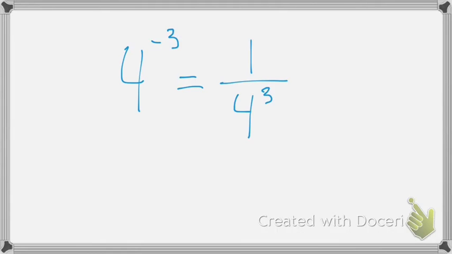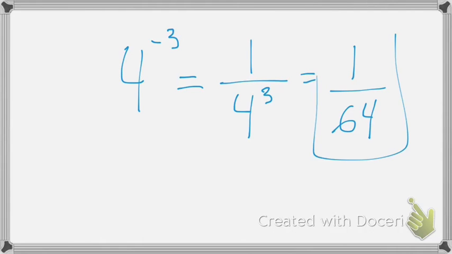So now we would just have to go on our calculator probably, unless you could do it in your head. 4 times 4 times 4. There's 3 of them. And so that, I believe, would be 64. And because it's a negative, remember, the 64 goes on the bottom of the fraction.